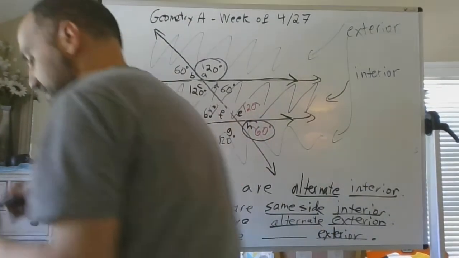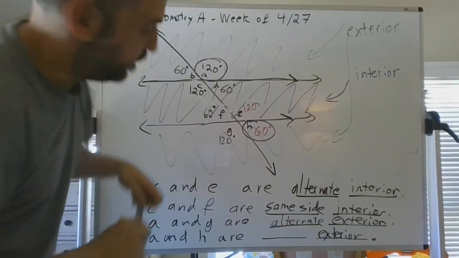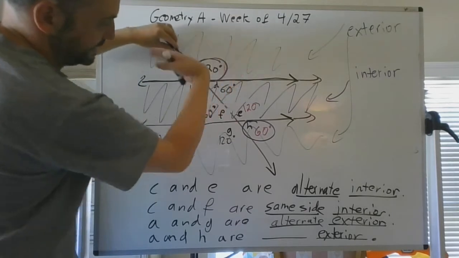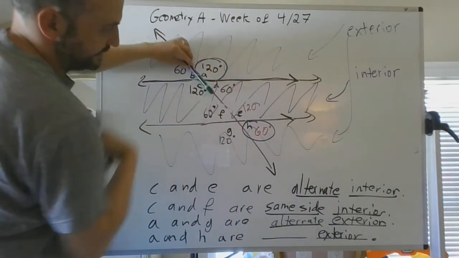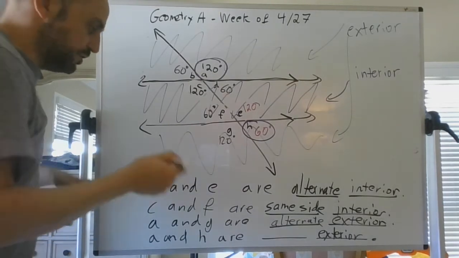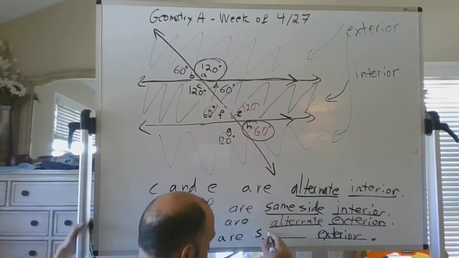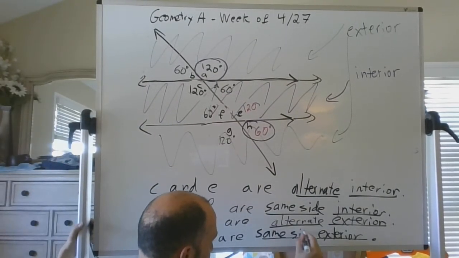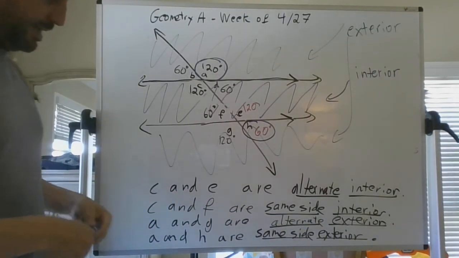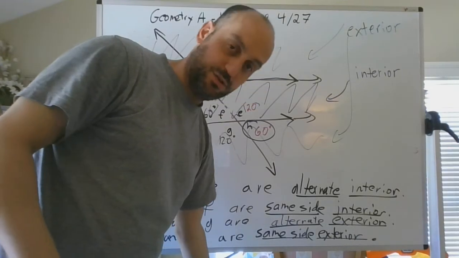But this time, A and H are, if you look at this line, they are both on the right side. A is on the right side of this line, H is on the right side of this line. They're both on the right side. So if they're on the same side, it's called same side exterior. Okay? And that's it for that. I mean, that's all you really need to know.